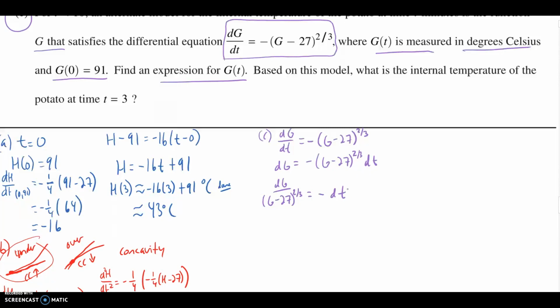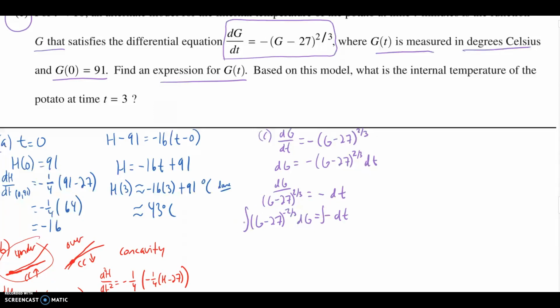And now we can go ahead and get the antiderivative of both sides. For our purposes here, I'm going to go ahead and move this up to be g minus 27 to the negative 2/3. And just noticing, it's a first degree expression being taken to a power. It's going to integrate a lot like if I had just had dg over g to the 2/3 itself. So using that negative exponent is going to be a little bit more useful. And I will keep this negative dt over here.